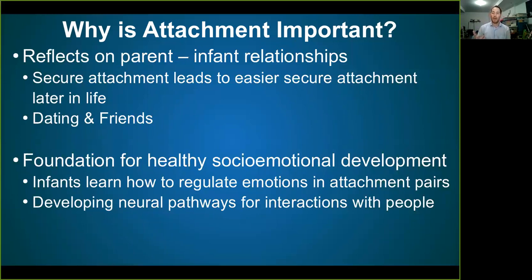So when you have a secure attachment, when you're getting responsive contact from a caregiver as an infant, you learn how to regulate your emotions in those attachment pairs. You start developing those neural pathways for interacting with people. Whereas if you're avoidant and you're not actually interacting with a caregiver very much, you're not going to learn those skills as quickly or as well. So secure attachment is really important.